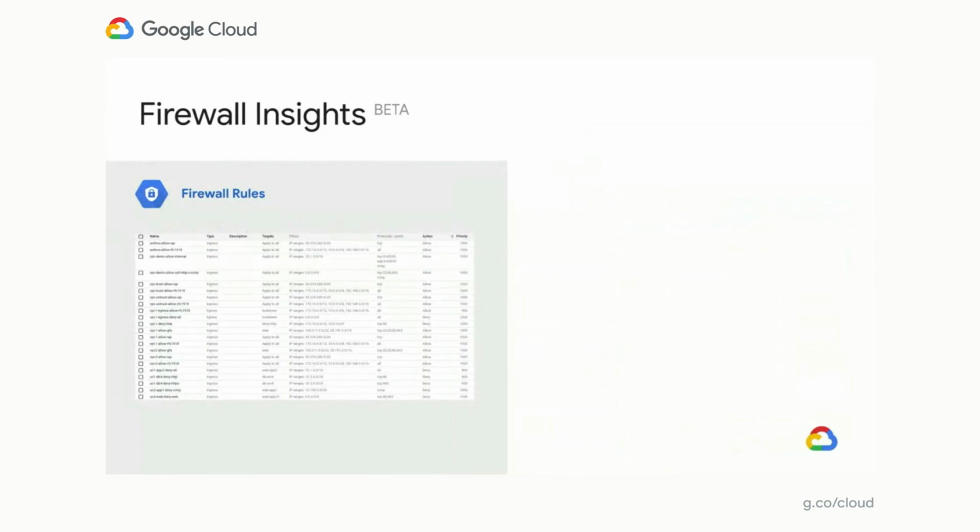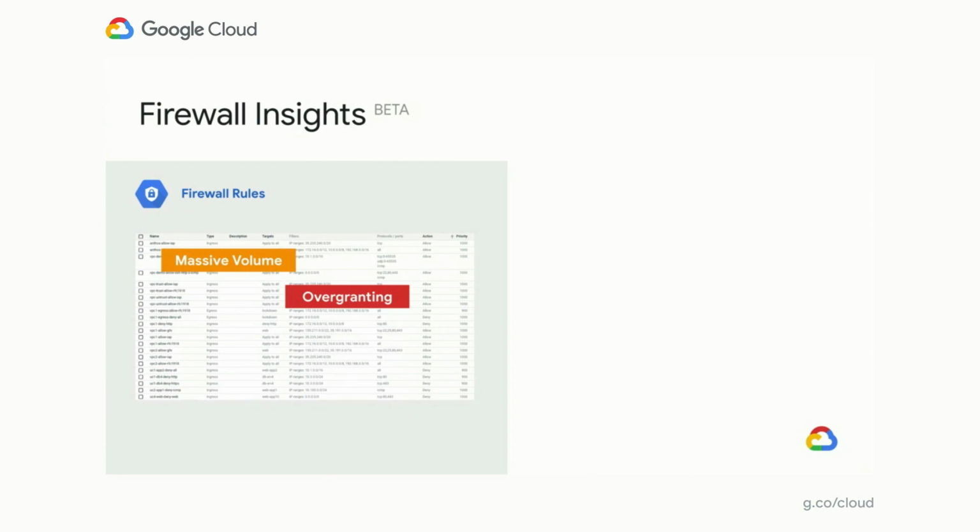Another module that we recently brought to public beta is called Firewall Insights. This module is introduced to help our customers manage complex firewall rule sets in a large VPC environment. Many enterprise customers face challenges in maintaining a clean and robust firewall rule set over time, such as massive volumes. A VPC can have hundreds or even thousands of rules associated with it. Overgranting is another issue, but lack of visibility into the rule usage data makes it typically very difficult to find them and eliminate those types of risks.